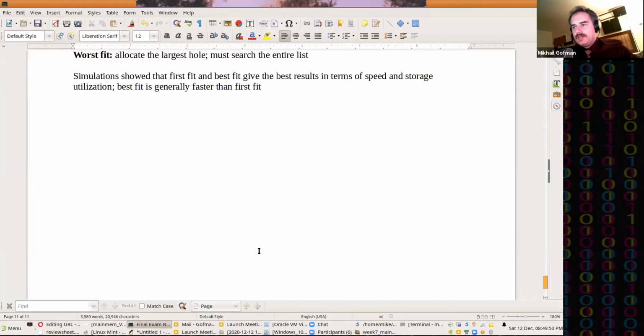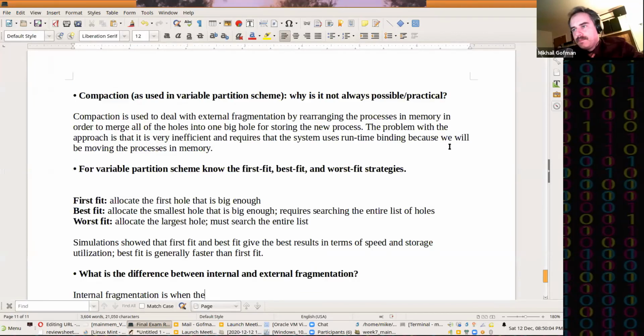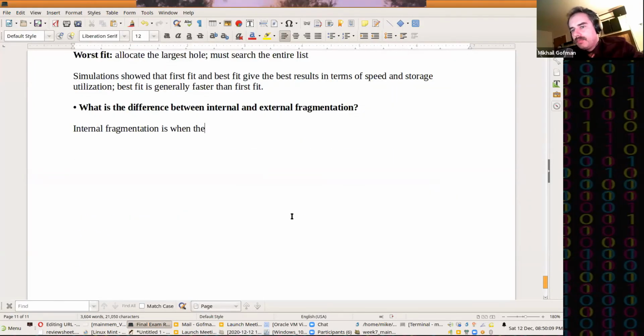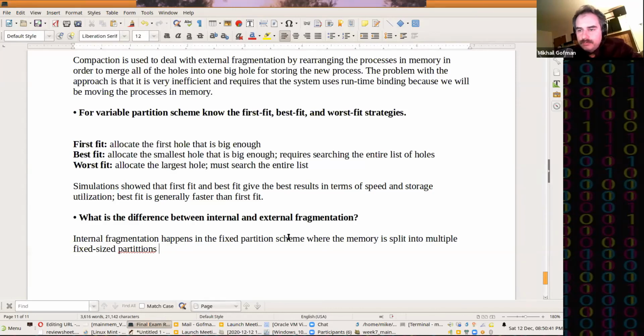Okay, so what is the difference between internal and external fragmentation? We have discussed this already indirectly. Internal fragmentation happens in the fixed partition scheme, where the memory is split into multiple fixed-sized partitions, and one process is assigned to a partition.